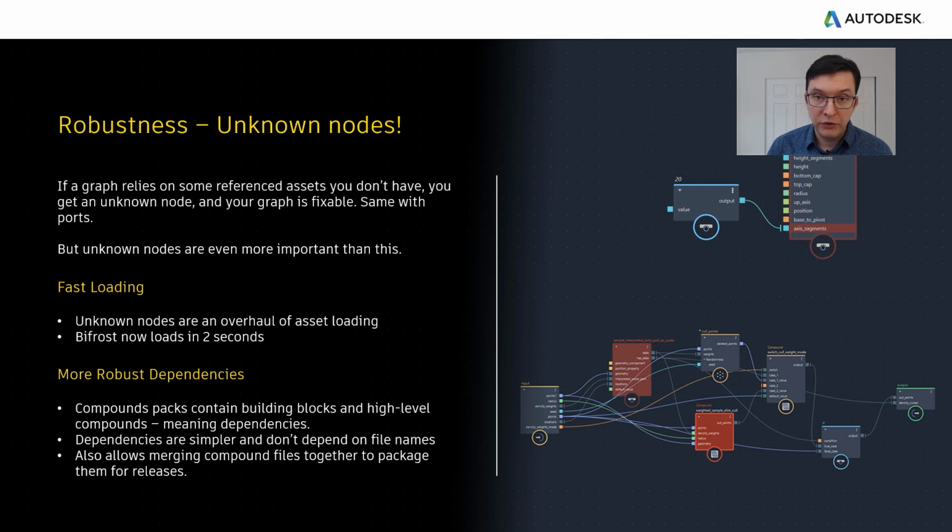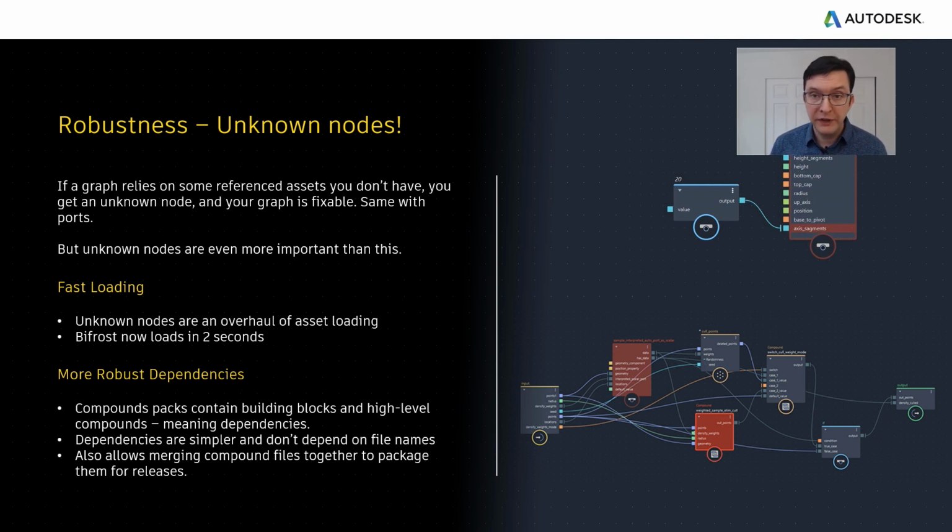And another feature to highlight in the robustness category are unknown nodes. So if a graph relies on some reference assets that you don't have, you now get an unknown node and your graph is fixable. And it's the same thing with ports. On the top you can see an unknown port, and on the bottom we can see some unknown nodes. And these unknown nodes are actually even more important than this. For one thing, unknown nodes actually represent an overhaul of all of our asset loading. So they really contribute to Bifrost loading quickly.